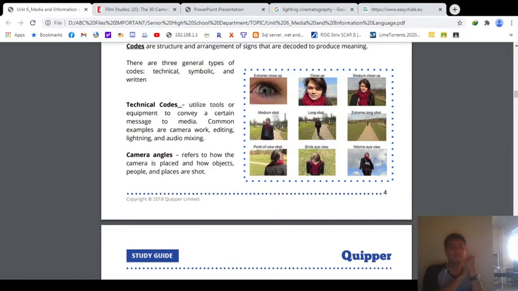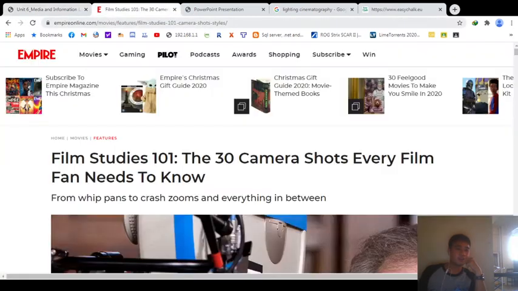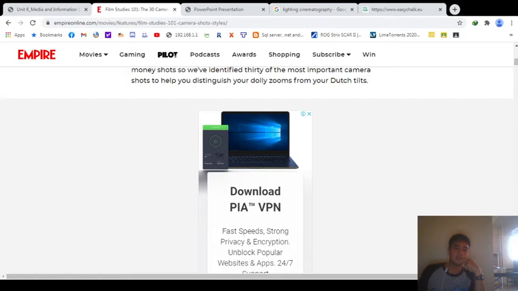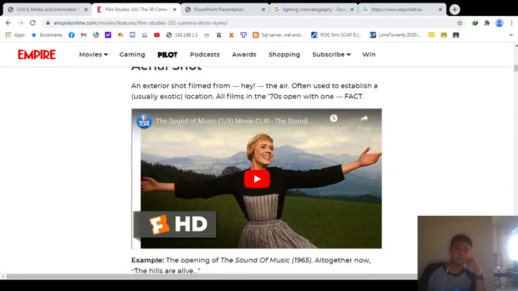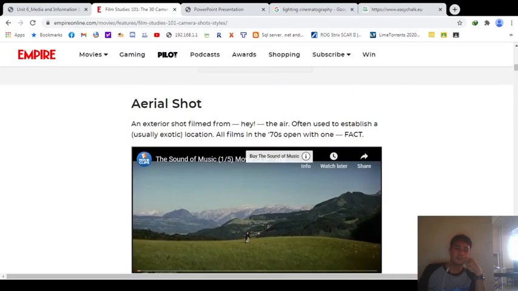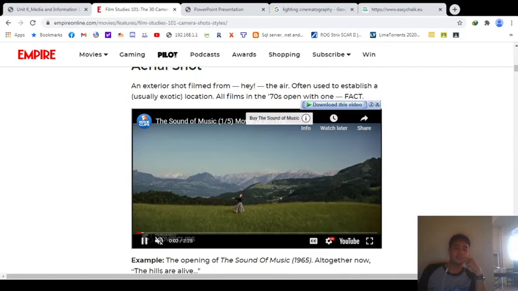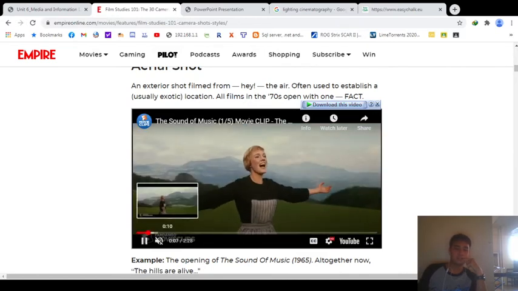So I have to discuss the 30 camera shots every film fan needs to know. Okay, so can you see? First thing is the aerial shot. Can you see Mary Poppins? Their shot is an exterior shot taken from the air, often used to establish an exotic location of films.